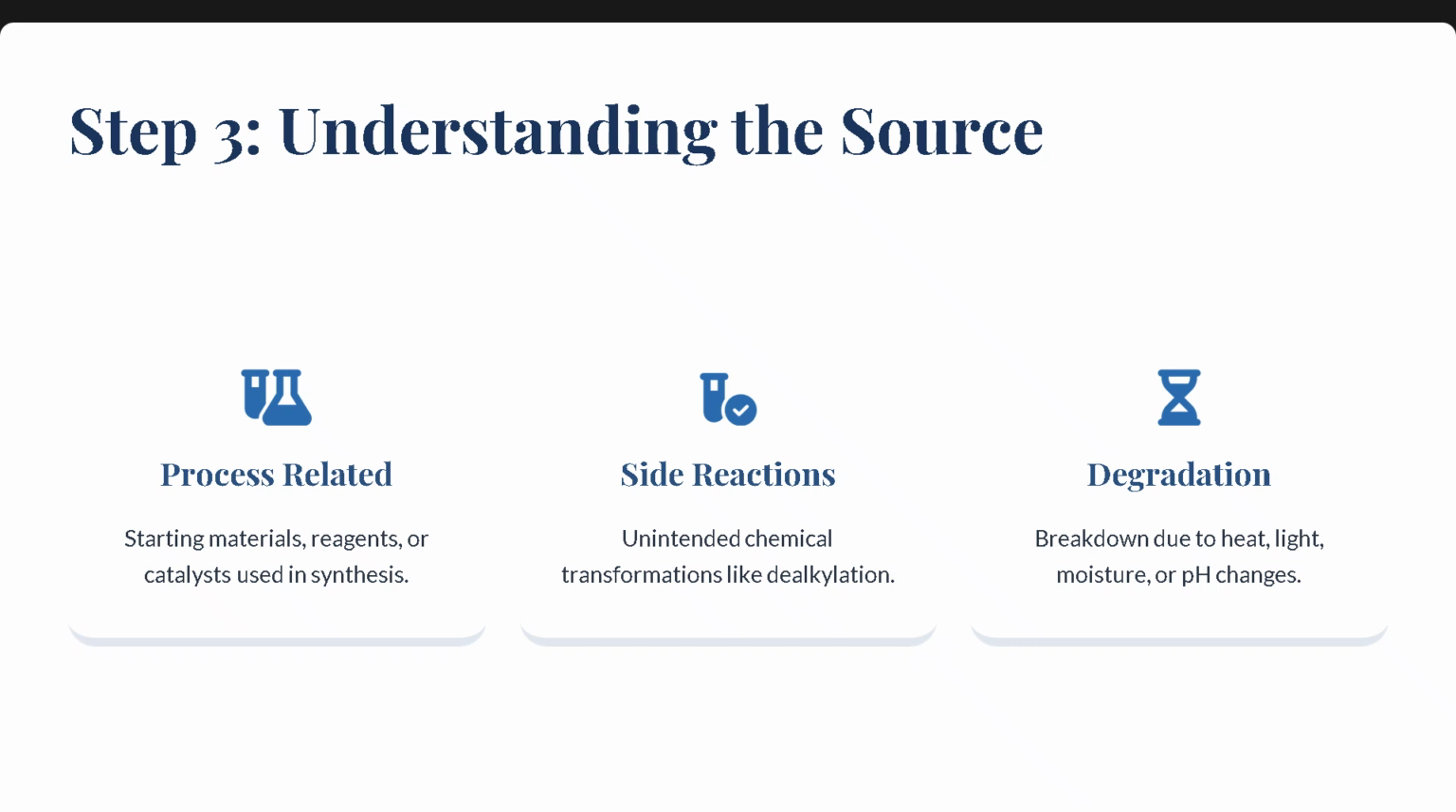After obtaining mass data, the next step is to understand where the impurity might originate. Impurities typically fall into three broad categories. They may be process-related impurities, coming from starting materials, reagents, or catalysts used in synthesis. They can also arise from side reactions, where unintended chemical transformations occur during the reaction process. Finally, some impurities are degradation products, formed due to factors such as heat, light, moisture, or changes in pH. Understanding the synthetic pathway often provides strong clues about the likely structure of the impurity.